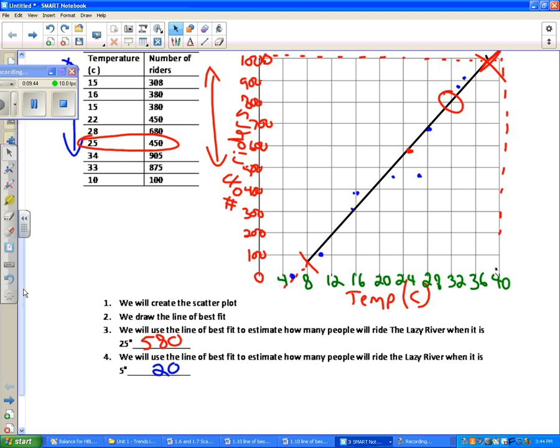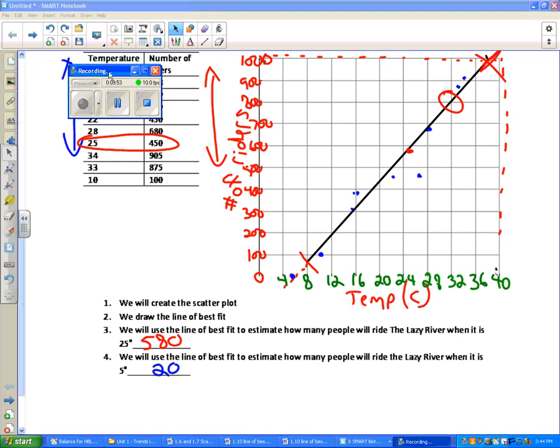We'll look more at lines of best fit and scatter plots as we do some more examples. Again, if you need to review some of the terms that we did, feel free to rewind this video, get back to it, and check it out. I'll see you in class.